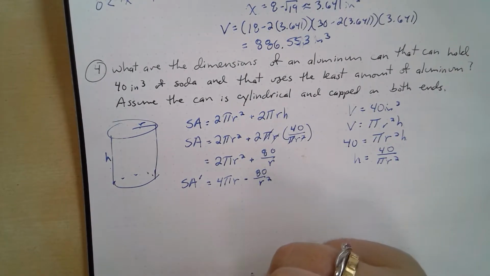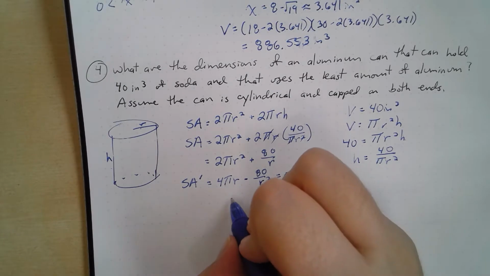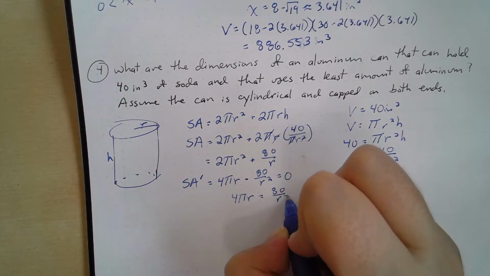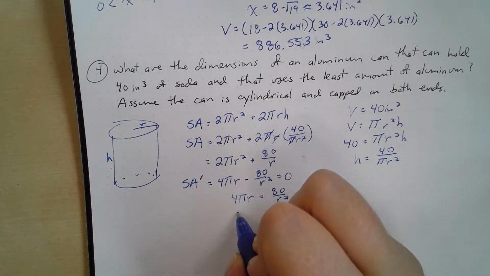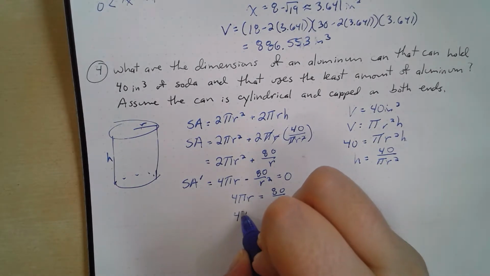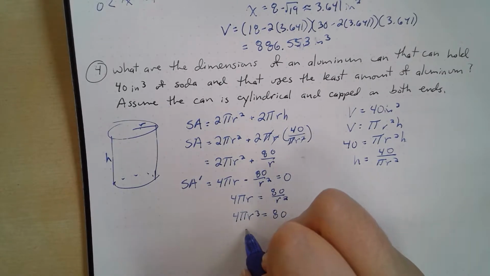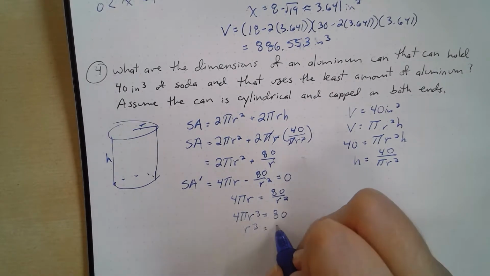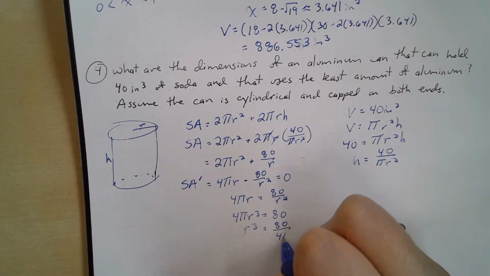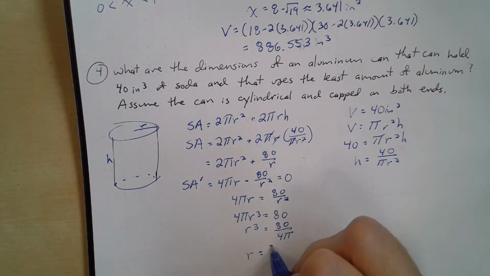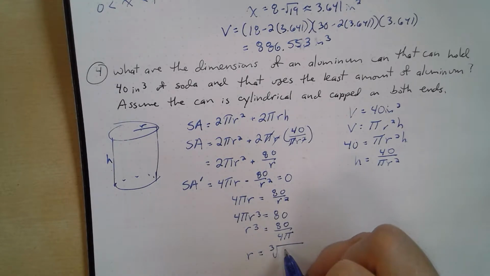All right, set this equal to 0. So 4 pi r is equal to 80 over r squared. So I end up having 4 pi r cubed is equal to 80. R cubed is equal to 80 divided by 4 pi. So r is equal to the cubed root of 20 over pi.